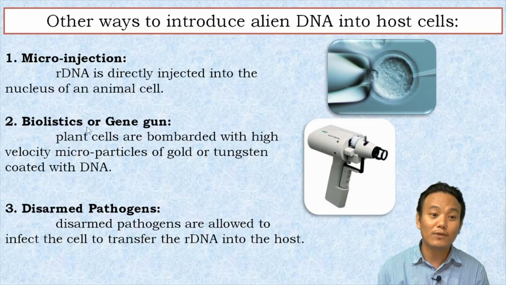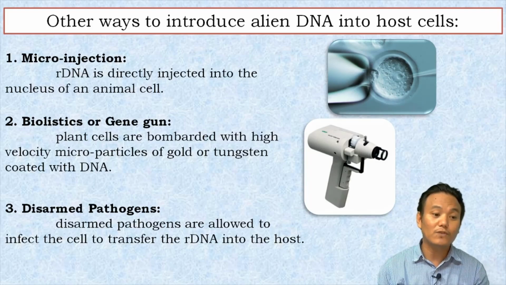And then we have biolistics or gene gun. So here is a gene gun. In this particular method, the plant cells are bombarded with high velocity microparticles of gold or tungsten coated with DNA. So if we want to introduce a desired gene into a plant cell, we can coat the DNA on these gold and tungsten microparticles and then shoot these microparticles at high velocity at the plant cells, hoping the plant cells would get transformed.